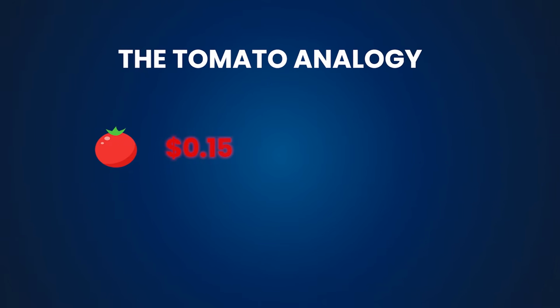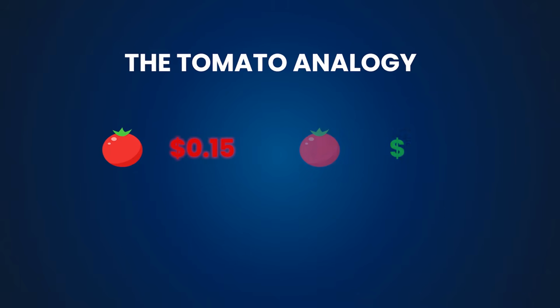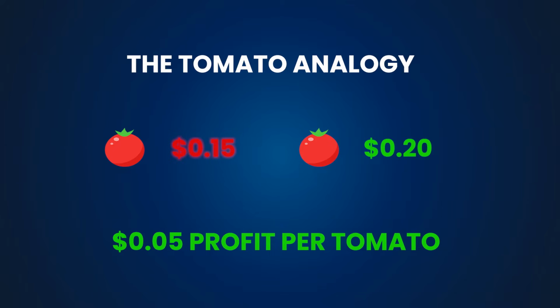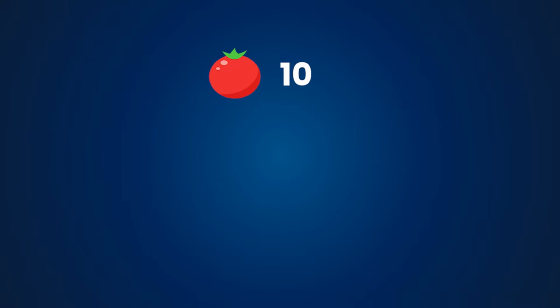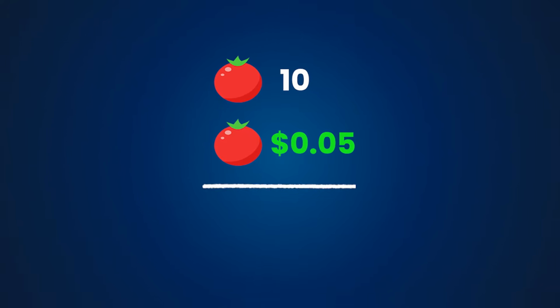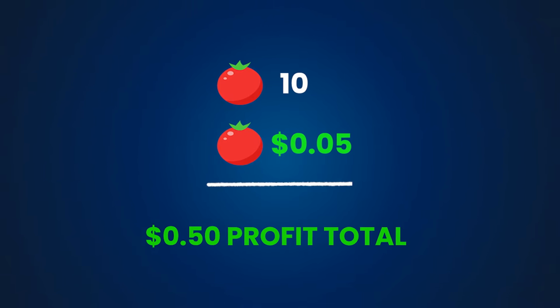Now, I'm going to break this down into an even simpler analogy. I'm going to be using the tomato analogy. Now, imagine you bought yourself tomatoes at 15 cents per tomato, but you then sell them for 20 cents per tomato. That means you're making 5 cents profit for every tomato. Now, if you were to buy 10 tomatoes and then sell those 10 tomatoes for the 5 cents profit per tomato, you'll be looking at 50 cents profit total.